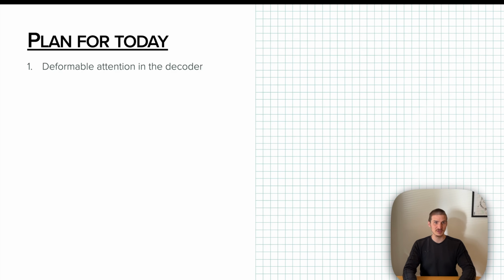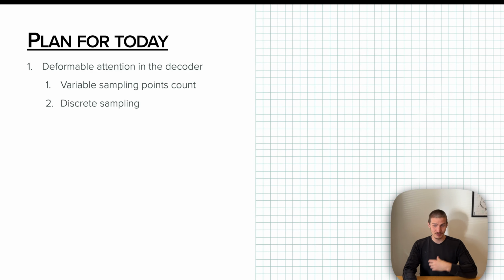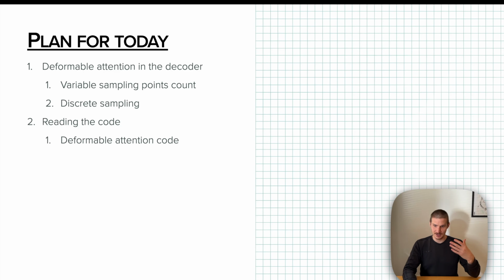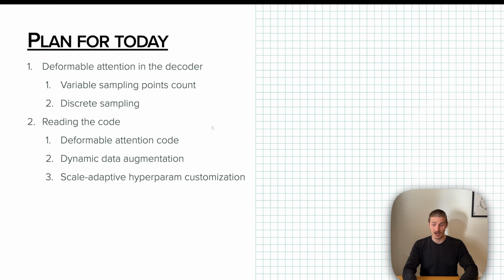The first modification, actually the first 2 modifications that they did, both happen in the deformable attention in the decoder. The first one is the variable sampling points count and the discrete sampling. So we'll go over what deformable attention is and what the modifications were. Then we'll jump straight to the code and read the same stuff in the code for deformable attention, and also look at other modifications that they did, such as dynamic data augmentation and the scale adaptive hyperparameter customization.